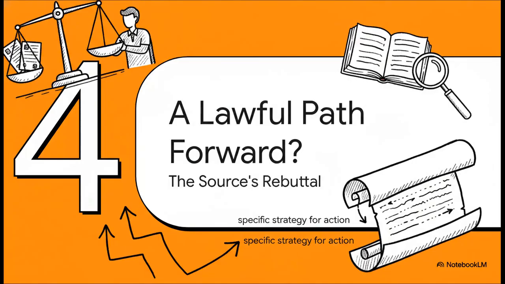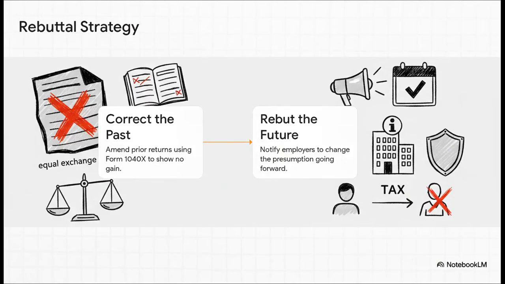So let's say you accept this premise, that your labor is property, and it has a basis equal to the wages you receive. What do you do with that information? Well, the document we're examining doesn't just stop at the theory, it lays out a very specific strategy for how to act on it. The approach laid out is basically a two-pronged attack.